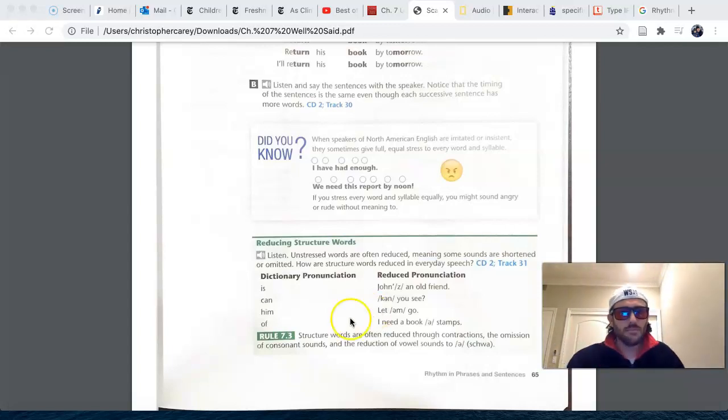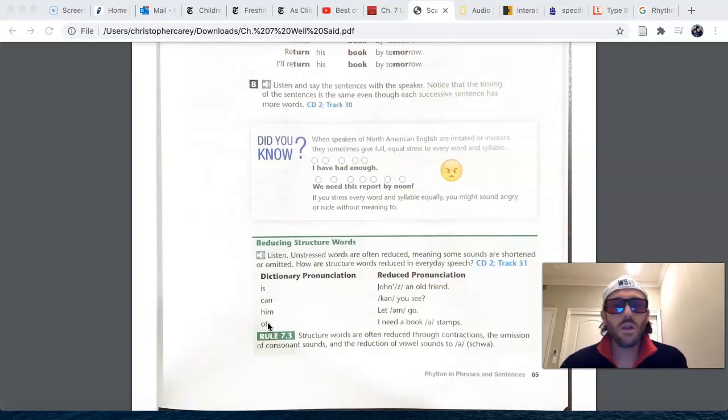Okay, let's do him. Let him go. Instead of him. And then the preposition of is reduced to just. I need a book of stamps.